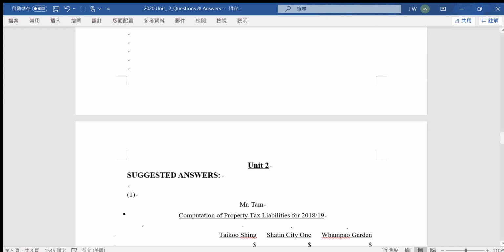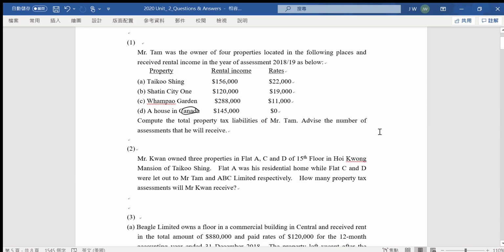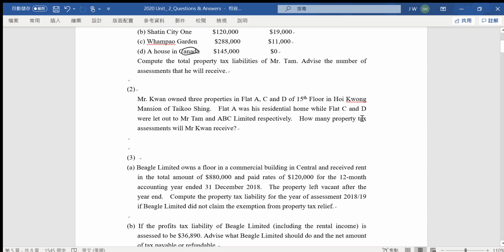Okay, then the second question. The second question is about another person, Mr. Guan, who owns 3 properties A, C, D on the same floor in Hong Kong Mansion of Tai Sing. Okay, and by looking at that, A is his residential home, and that's why it is for own use, and he doesn't receive any rental income for flat A. But flats C and D are let out to Mr. Tam and ABC Limited, and according to the question, it asks how many property tax assessments Mr. Guan will receive. Simple, and that will be 2 in total.